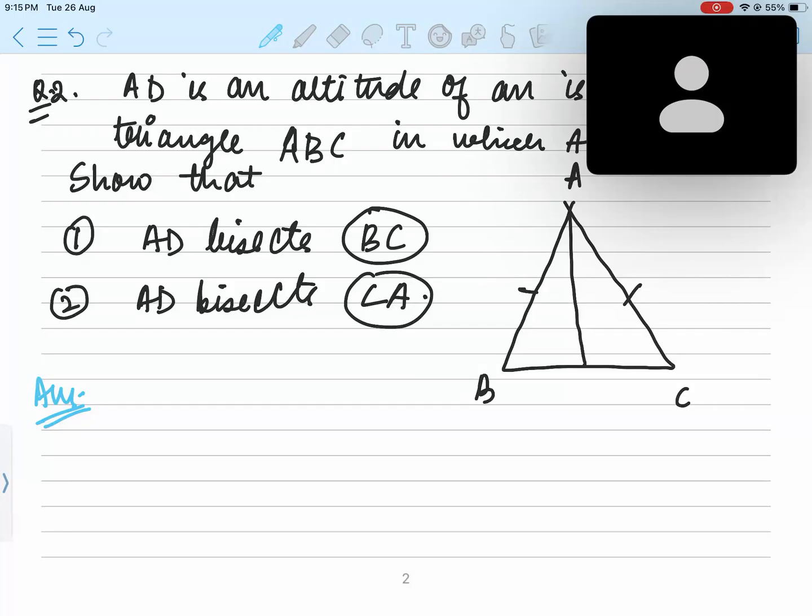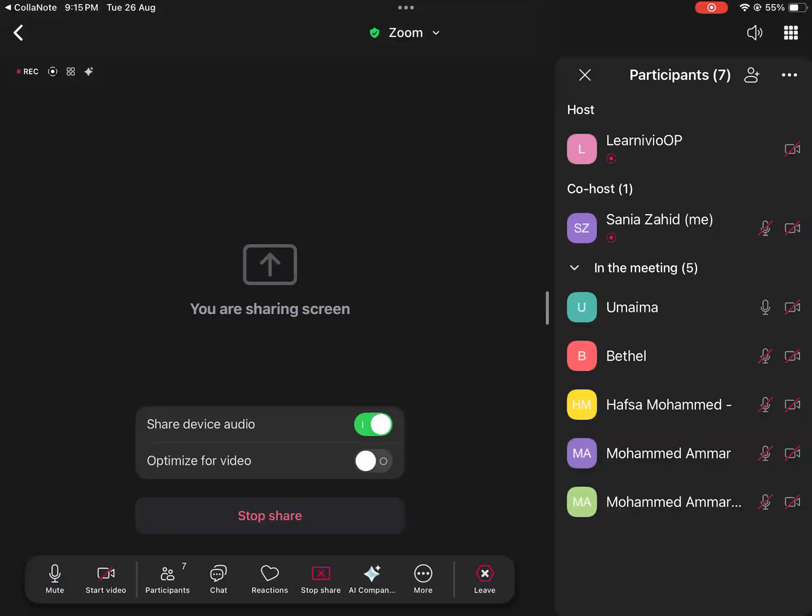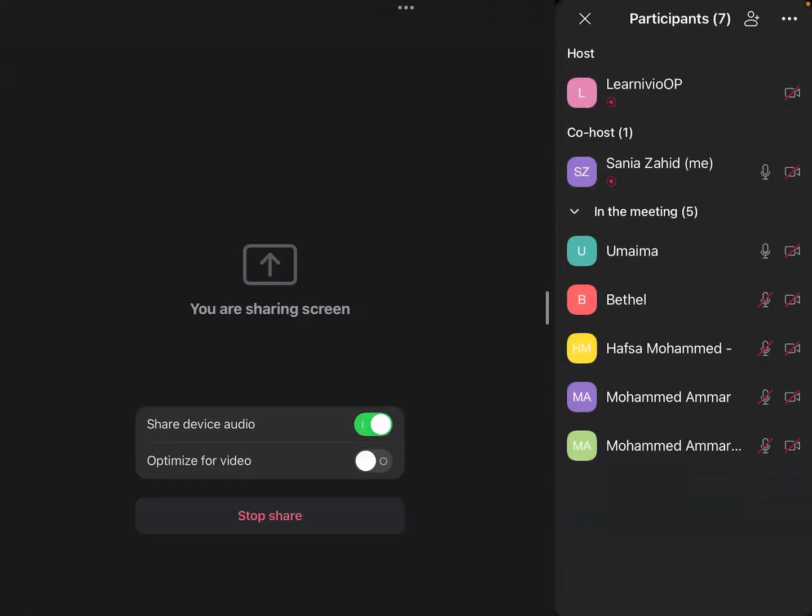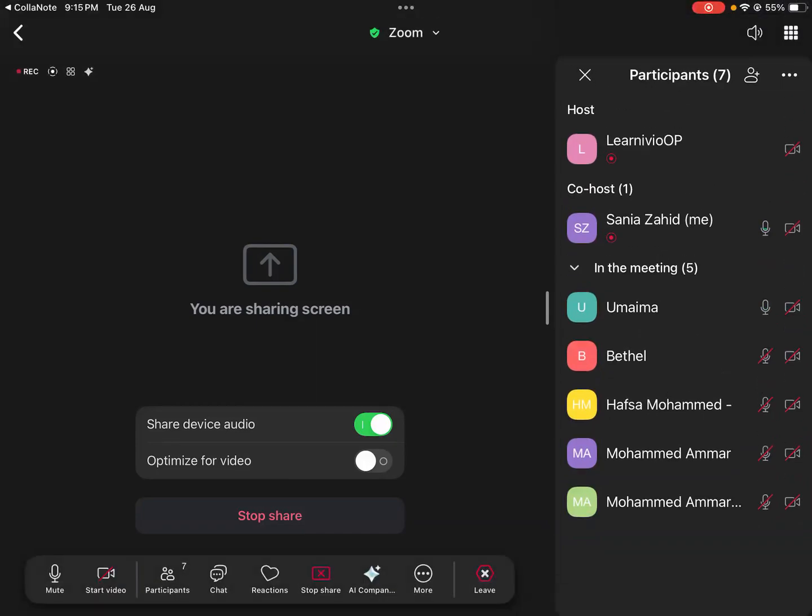Ma'am, here can we take that angle ABD is equal to angle ACD? Yeah, you can take that. No issues. You can take that obviously because it's an isosceles triangle.